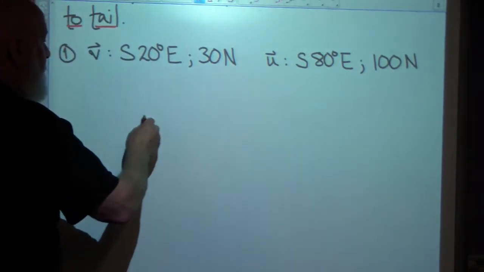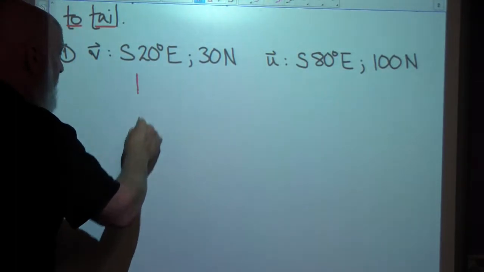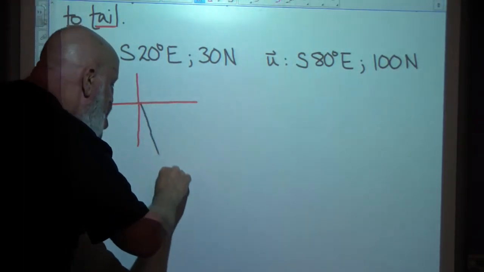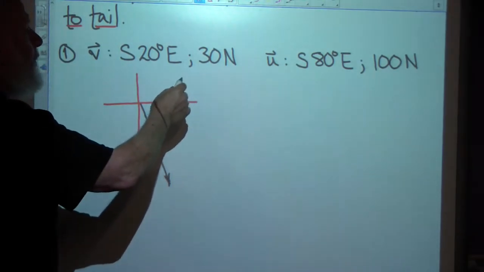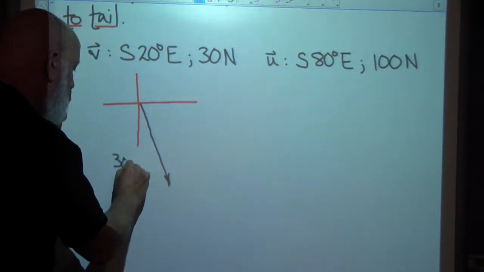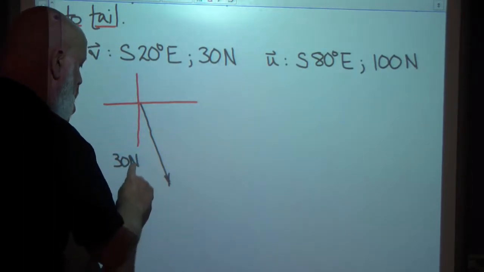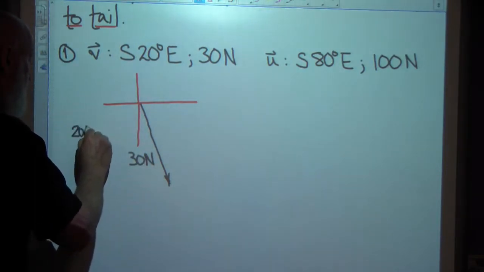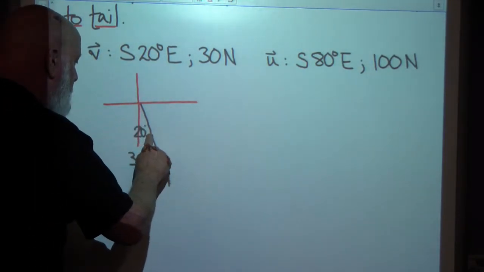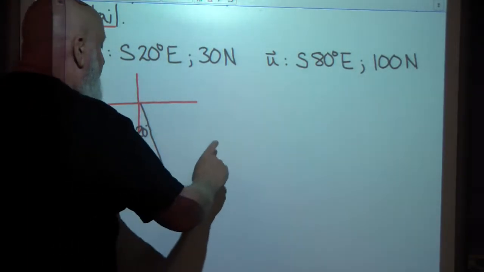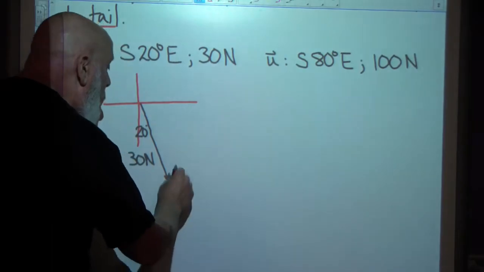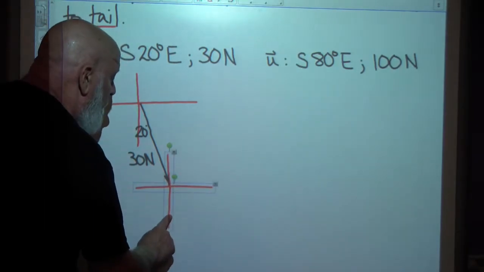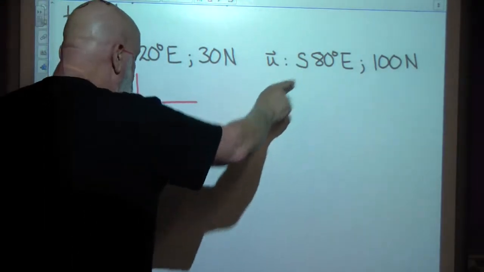So I'm going to add these together. Here we go. I'm going to go south 20 degrees east, and I'm going to call that 30 newtons. And I'm going to call this 20 degrees right in here because I rotated 20 degrees. And then from here, I'm going to have another little north-south line. You think of it as the origin. And we're going to put the tail of this vector right here.